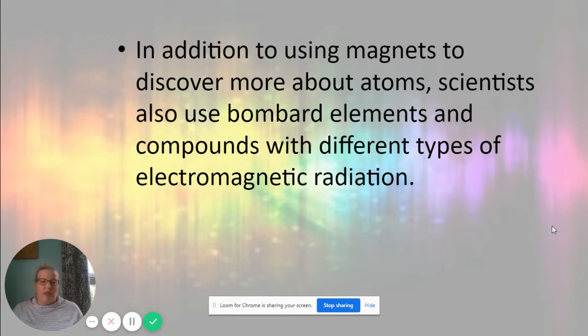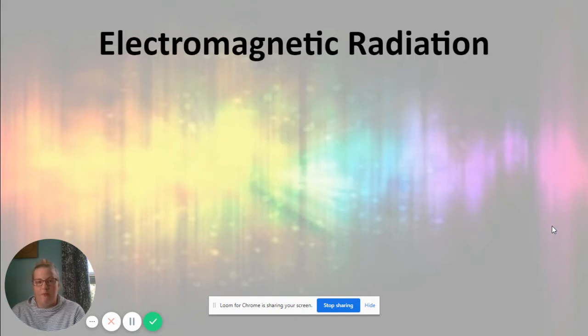Like I said, with average atomic mass, you use a magnet to discover more about an atom. We take that stream of ionized particles, we use the magnet to bend the stream, and then it gives us information about the mass of the different particles inside of there. You can also use electromagnetic radiation to bombard different elements and compounds, and then you can figure out other information about them. And so that's where we're going from here.